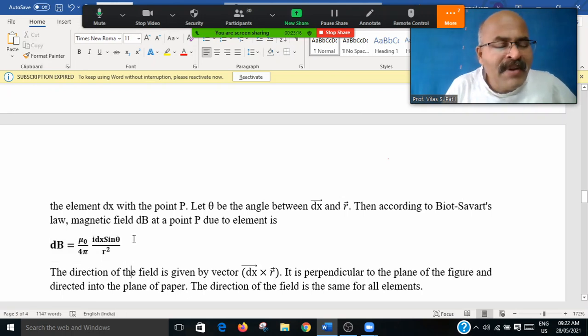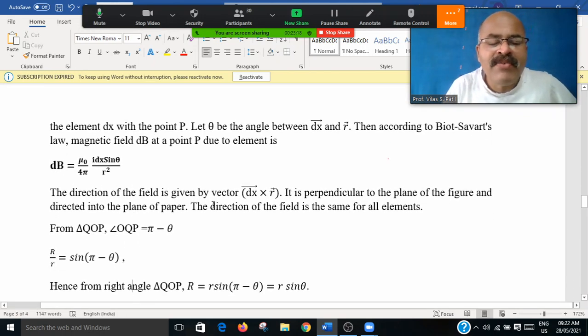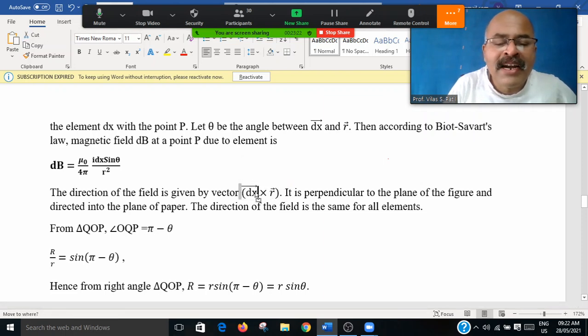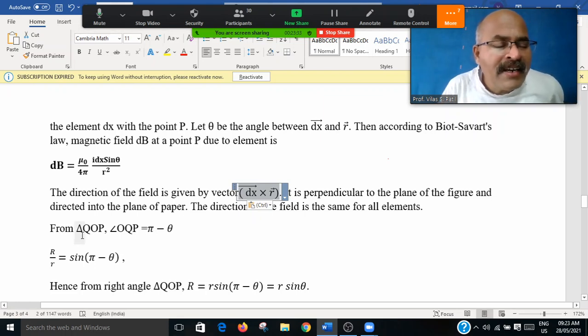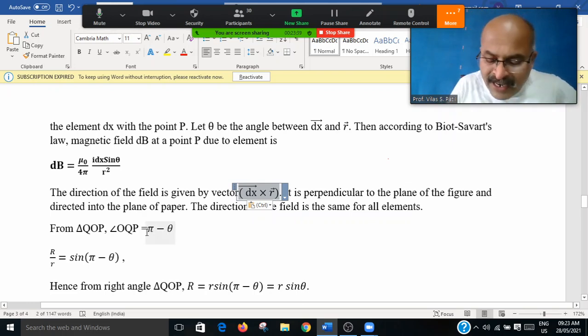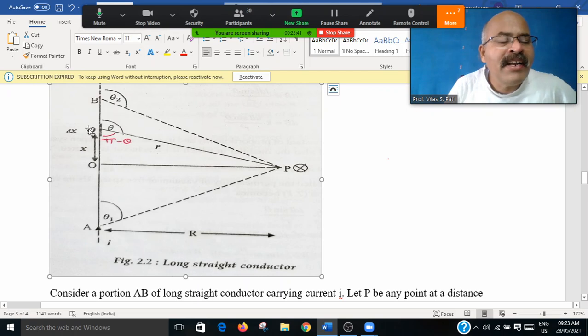इथं आपल्याला माहित आहे द डायरेक्शन ऑफ द फील्ड इज गिवन बाय डायरेक्शन, हे dx वेक्टर इंटू आर वेक्टर आपल्याला डायरेक्शन देतो. ही डायरेक्शन परपेंडिक्युलर डायरेक्शन आहे. त्यामुळं ट्रँगल ओ क्यू पी मध्ये, हा जो अँगल आहे तो पाय मायनस थीटा आहे.